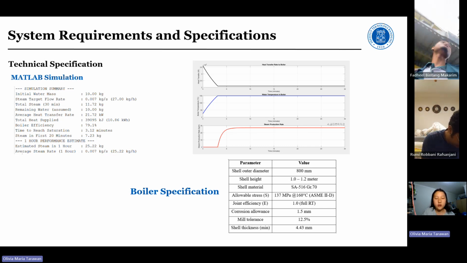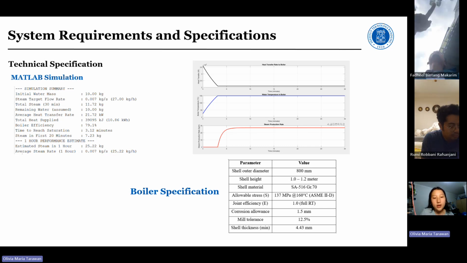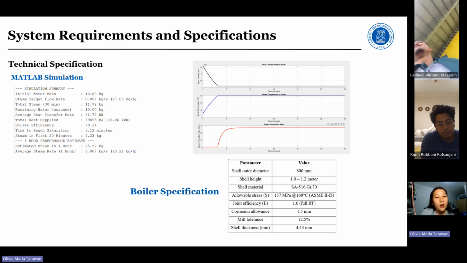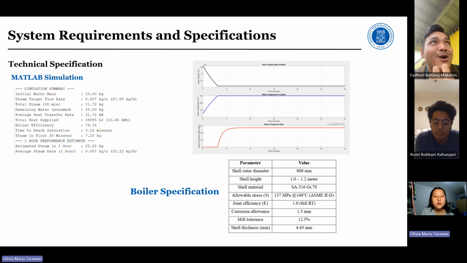From the third graph, we can see that the steam production rate rises quickly and stabilizes at around 27 kilograms per hour, or equivalent to 0.007 kilograms per second. In the first 20 minutes, the system produced around 7.23 kilograms of steam, and by the end of 30 minutes, it reached around 11 to 12 kilograms.